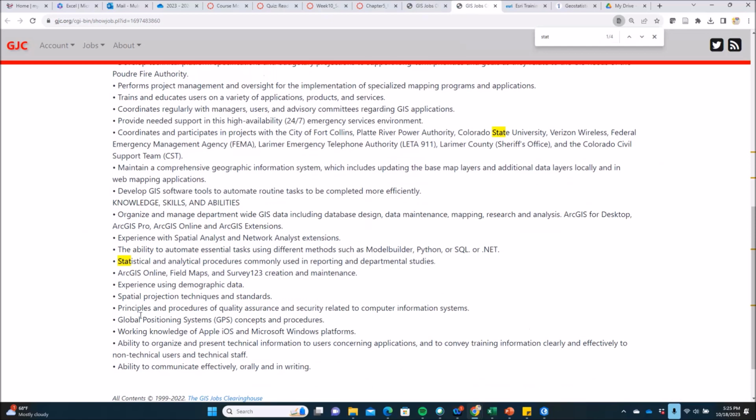Some other things that I saw up here: coordinates projects with City of Fort Collins, Platte River Power Authority, Colorado State, Emergency Services, coordinates regularly with managers. One of the things that this job, and you saw it was a pretty well-paying job, required was the facilitation and development of soft skills. That's one thing that I kind of lecture my kids about a little bit. You being able to go meet someone from Larimer County or the Larimer County telephone authority or whatever, and speak to them and know, or pretend to know, what you're talking about, and really look people in the face and discuss with them.